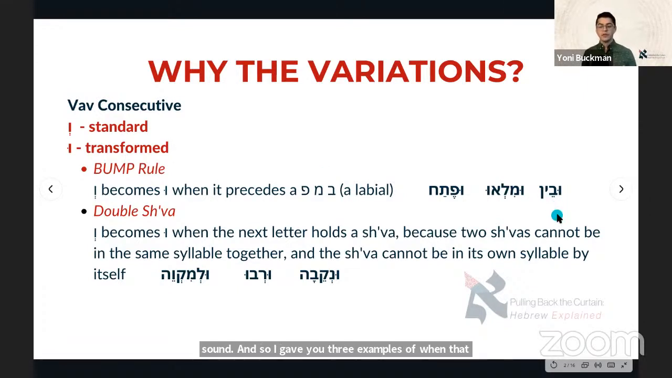So instead of v'vein, it turns into u'vein because you have that bet or that vet following the vav. And the next one you have u'mile u, instead of v'mile u, because again you have that mem sound, that labial sound, following the vav. So the v turns into a u, and same thing with u'fetach.